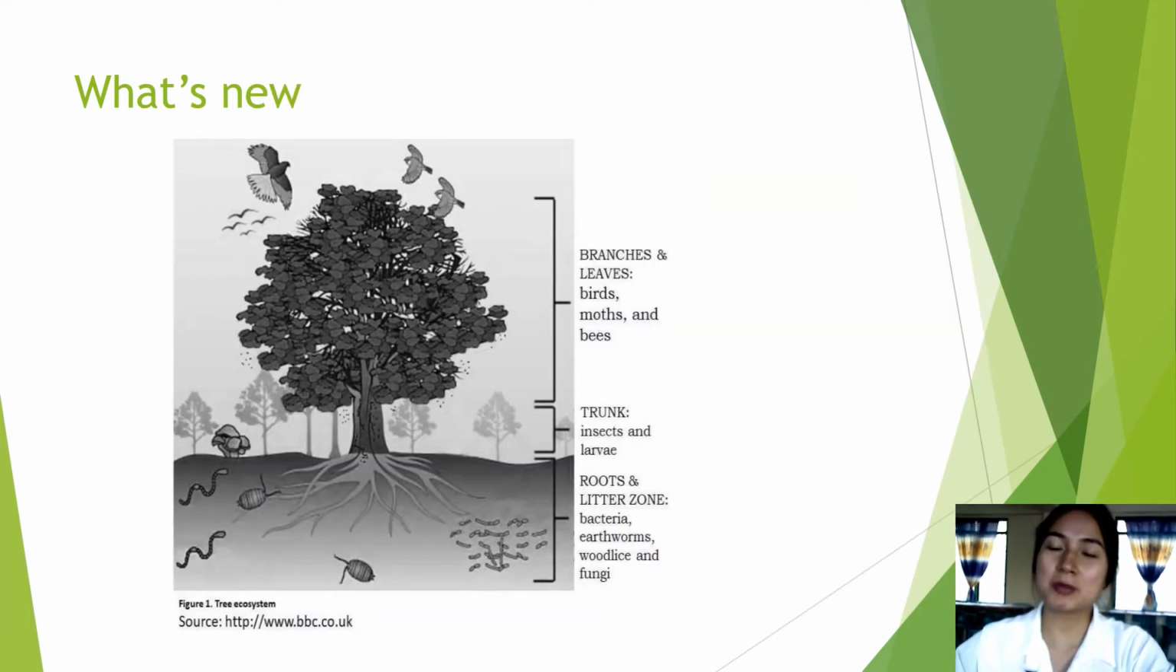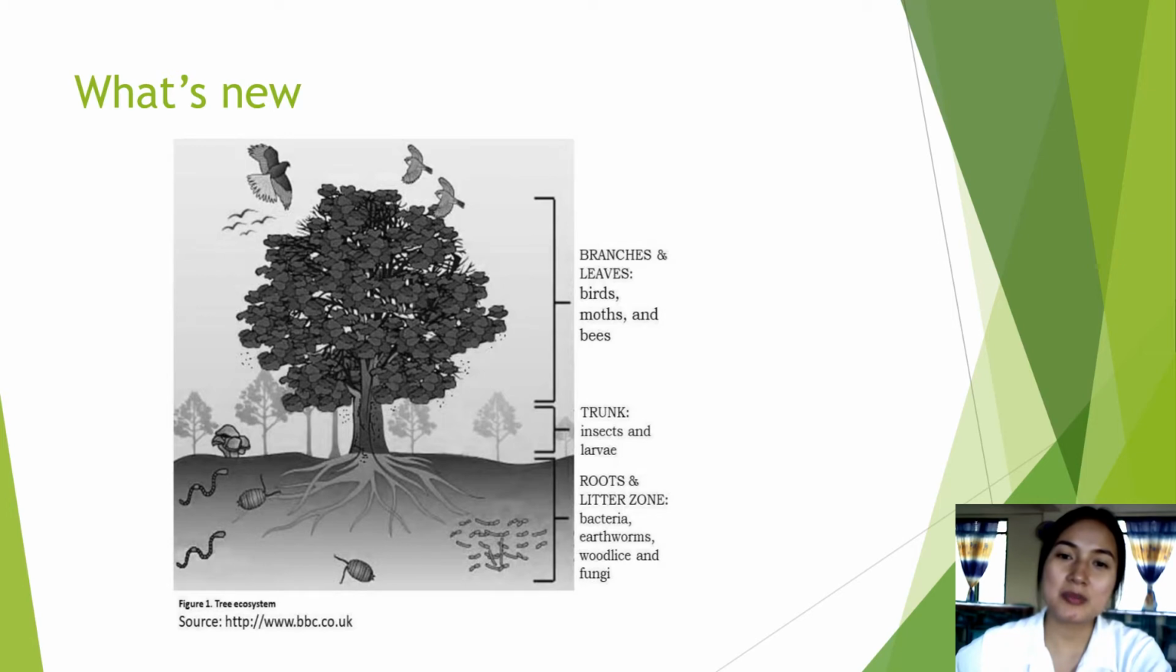Since we are talking about the ecosystem, what is all about the ecosystem? The ecosystem is composed of all living things interacting with one another with their environment. A tree can be seen as an example of an ecosystem in which zones of the tree is a habitat for a distinct community of organisms. We have the branches and leaves, we have the trunk, roots, and litter zone. Each of the zones have different varieties of animals that live.